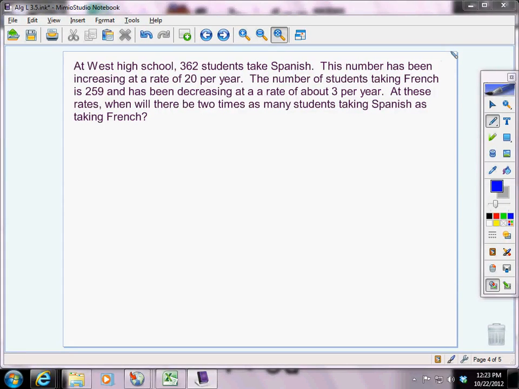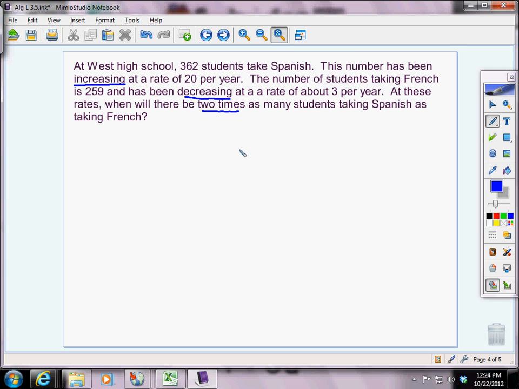Another type of problem we could encounter when dealing with problem solving and using linear equations is one like this. It says at West High School, 362 students take Spanish. This number has been increasing at a rate of 20 students per year. The number of students taking French is 259 and has been decreasing at a rate of 3 per year. At these rates, when will there be 2 times as many students taking Spanish as taking French?